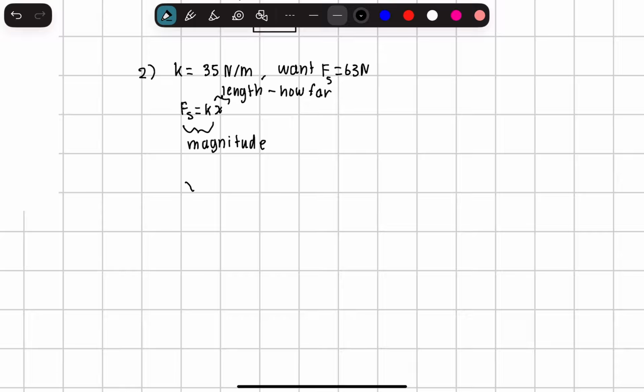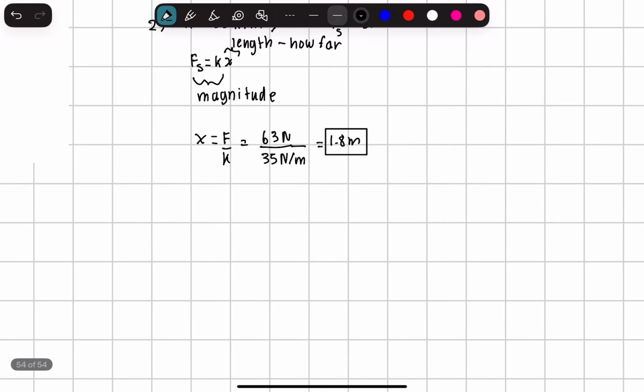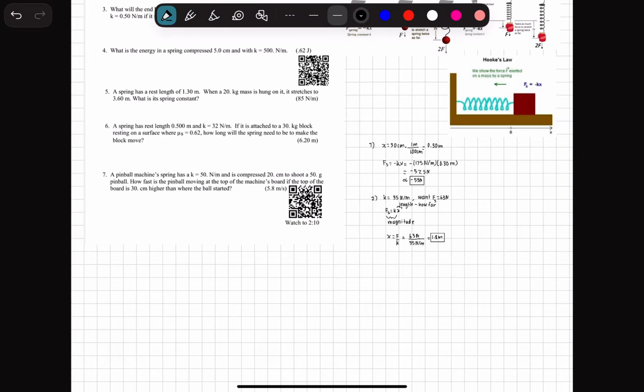You simply rearrange it with some simple algebra. You get x equals F divided by k, and then you plug in your numbers: 63 newtons divided by 35 newtons per meter, and you get 1.8 meters. Great, so that is your distance, your x, how far the spring must be pulled back. Now let's move on to our next question.